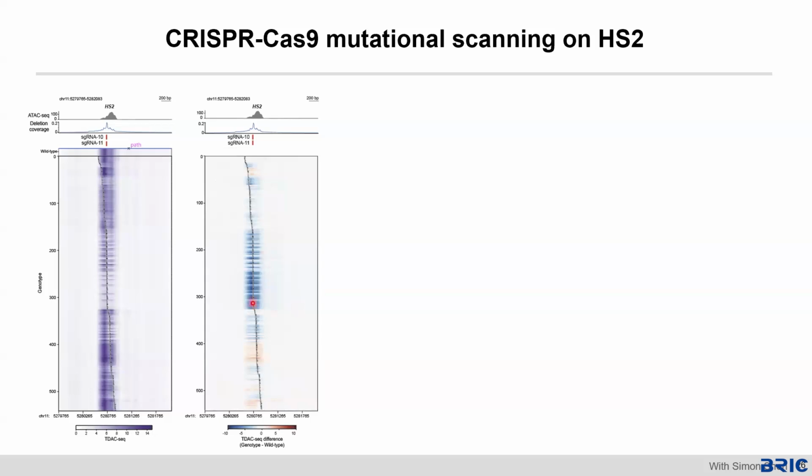And you can see that there is a very strong blue color in the middle, especially close to the guide RNA 10 and 11 deletions. And so it shows the most significant effects in reducing chromatin accessibility.